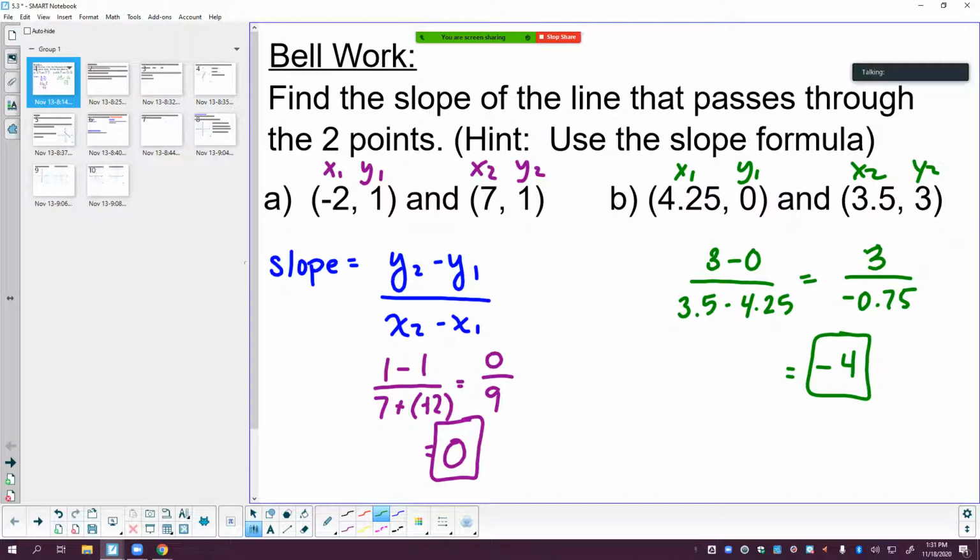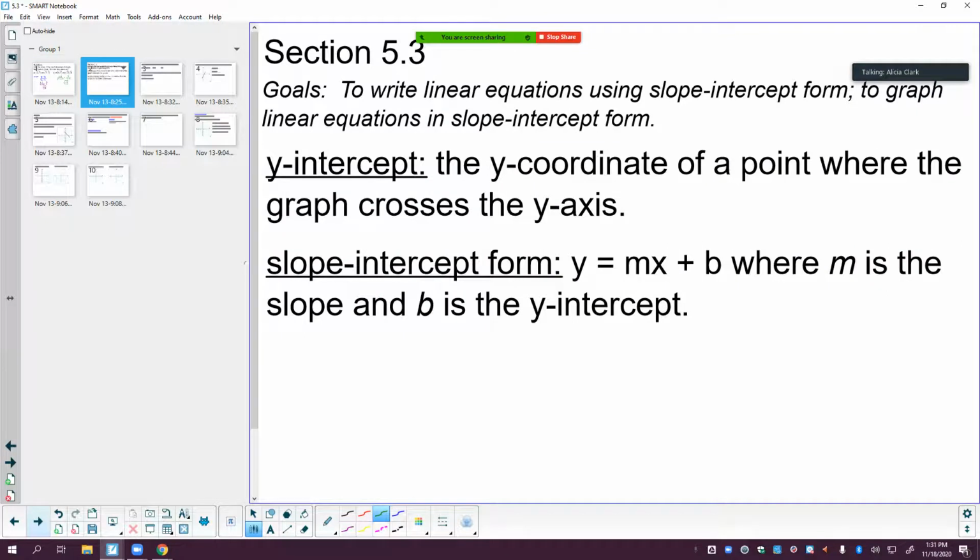Okay, so that was the bell work. And today's lesson is going to be split up into 2 different parts. So we're going to do part of it today and part of it tomorrow. If you did not finish last night's Math Excel homework, you need to make sure that you have that done by 3 o'clock today.